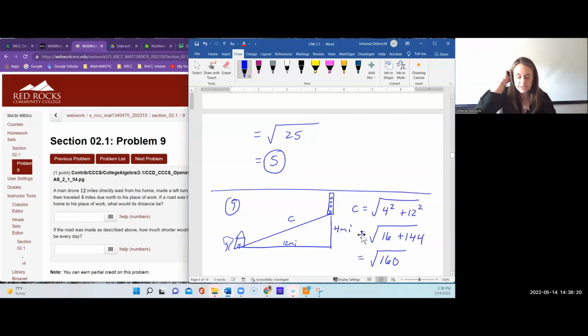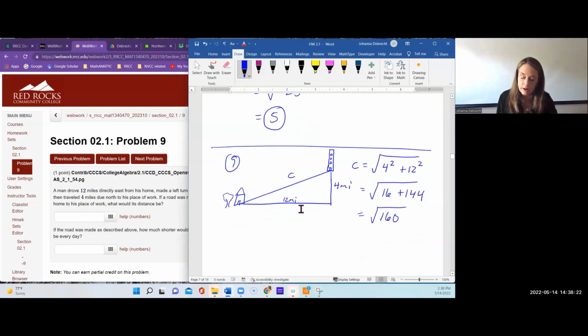When I get 160, it's not a perfect square, but I can start breaking it down. First, I notice that it ends in a 0, so it's 10 times 16. 16 is a perfect square. It's got a pair of 4s. 10 is not a perfect anything because it's got 2 and 5. For the pair of 4s, one 4 comes out, but the 2 and 5 remain behind, which gives me 4 times the square root of 10.